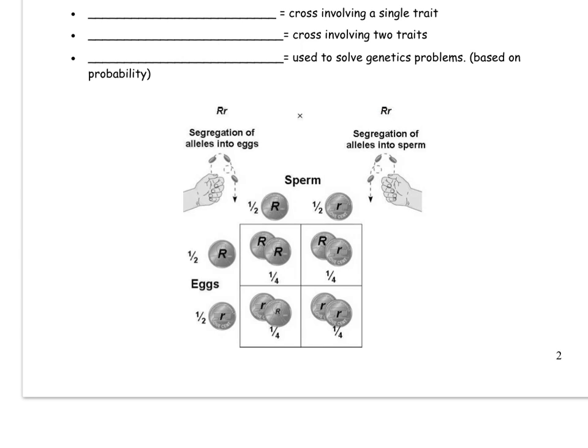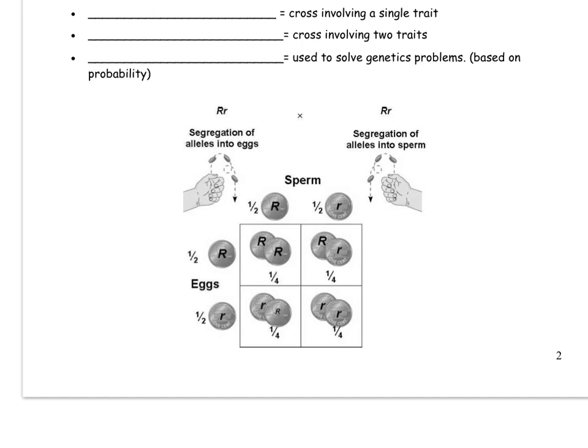It could be anything. It could be red hair. It could be round face. It could be tall, short, or whatever. The R is a variable. And if it's big, it means it shows up if there's a little one present. If you have a big one and a little one, the big one's the one you see. All right, that's all we're talking about here.